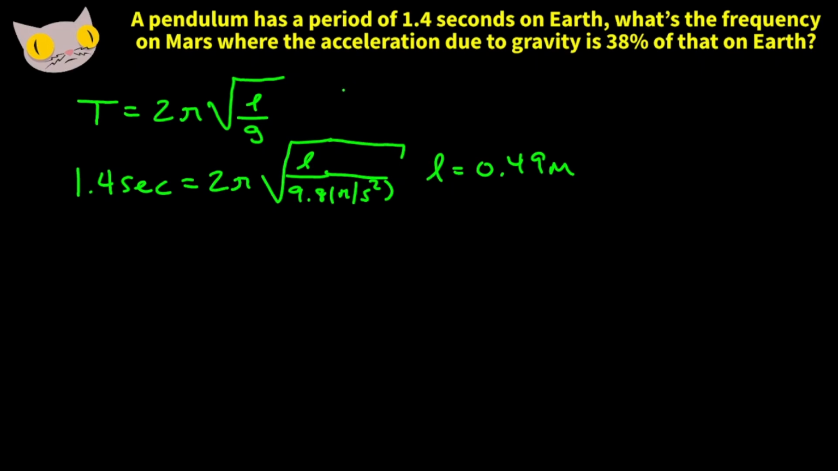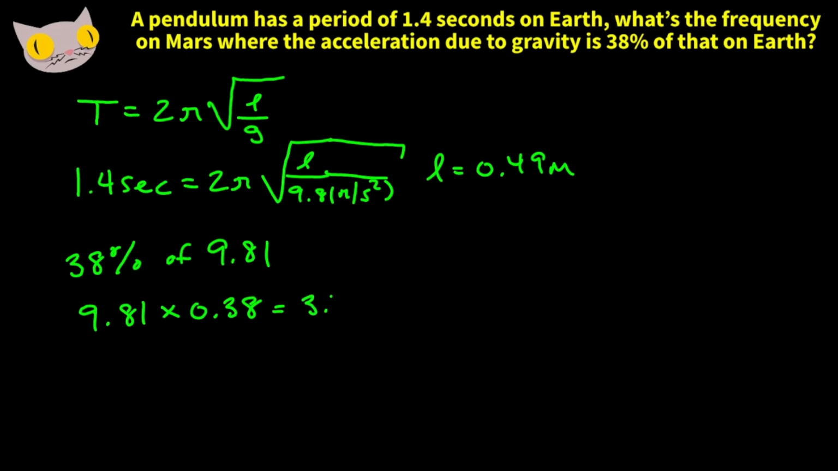So for Mars, the acceleration due to gravity is 38% of 9.81, and you can do that just by multiplying 9.81 times 0.38, and that's going to give us about 3.73 meters per second squared. So that's our new g, our g for Mars.